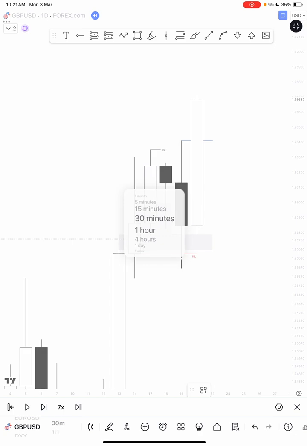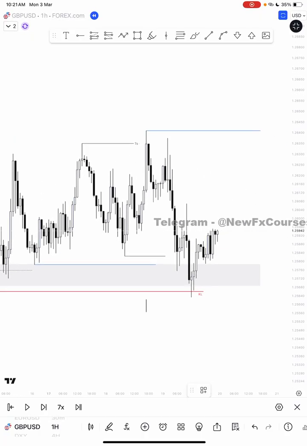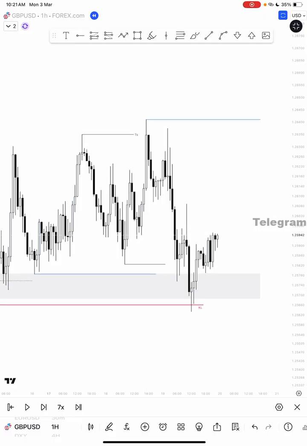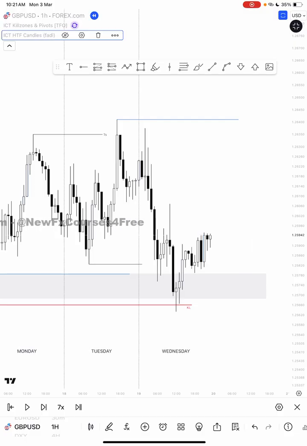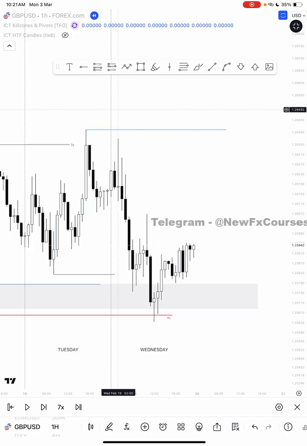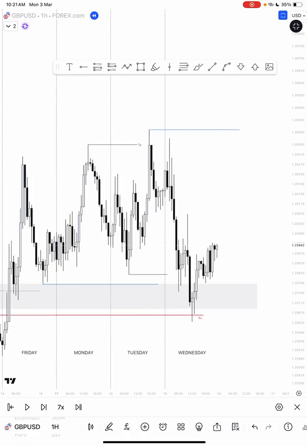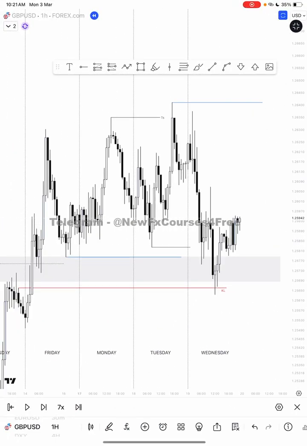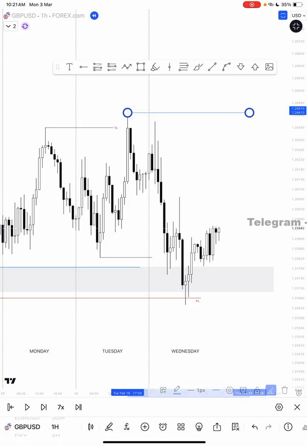So here, let's stay in the 1 hour time frame. So here, our previous day high, which is our Wednesday's high. So this is our previous day high. We can expect an expansion towards our previous day high, which is this blue line.